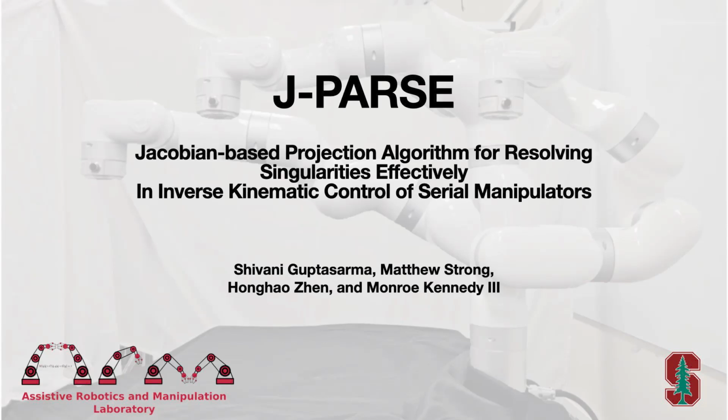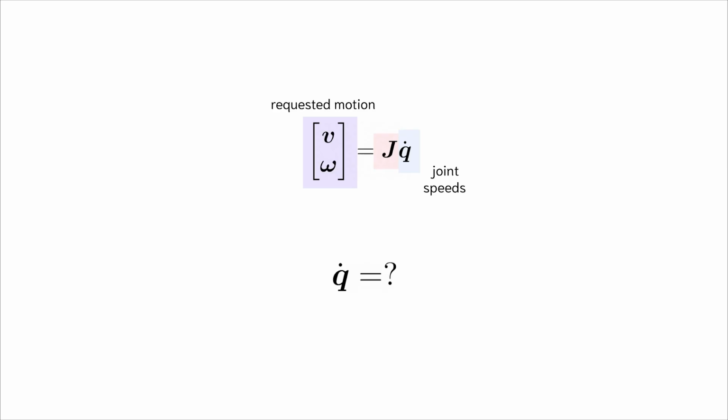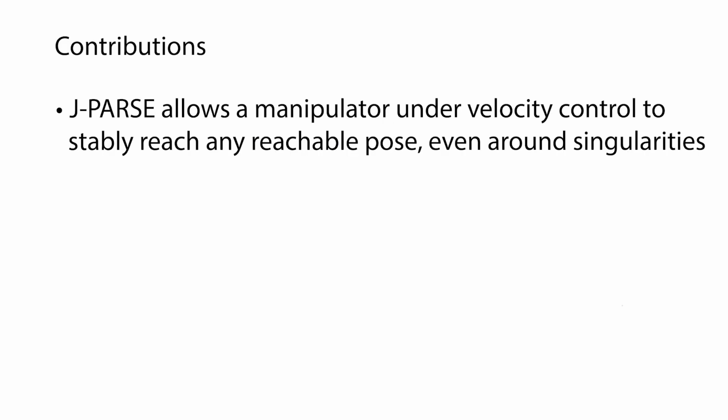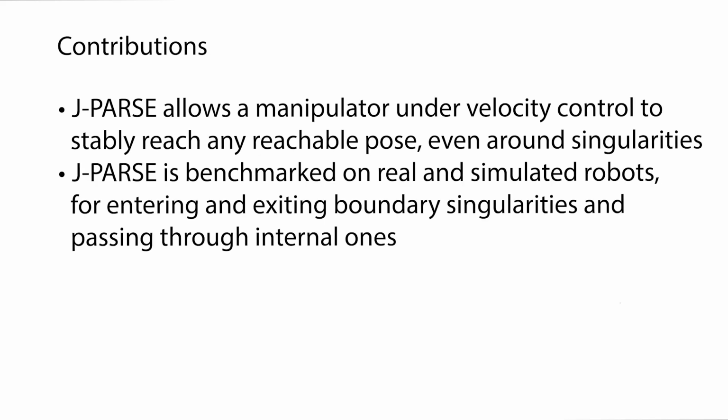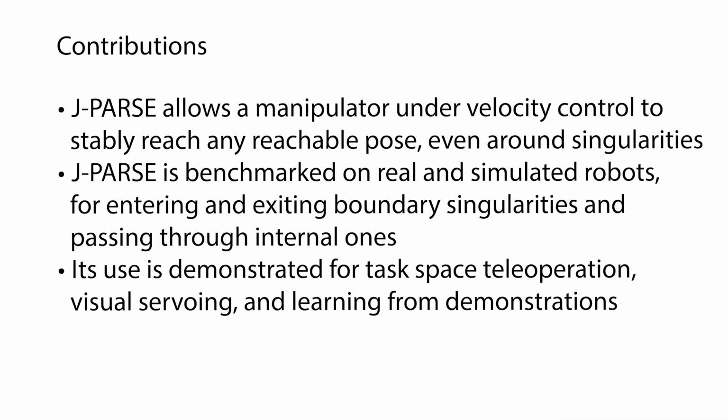J-PARSE is a method for the velocity control of serial manipulators near and away from singularities. It proposes a modified computation of the first-order inverse kinematics when the Jacobian matrix becomes ill-conditioned. J-PARSE guarantees stable control to reachable poses even in the presence of singularities. It is benchmarked in a variety of settings for moving into and out of singular poses. It is also demonstrated for other applications of online Velocity-IK control and is a freely available resource.